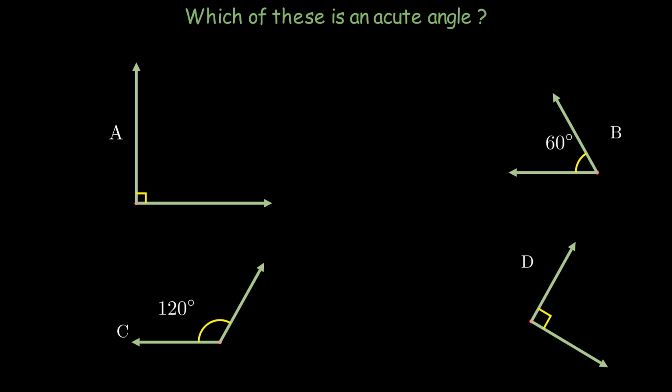For option A, this is a right angle which measures exactly 90 degrees, so it is not acute. For option B, this is a 60 degrees angle. Now let's see, 60 degrees is greater than 0 degree and less than 90 degrees, so this is definitely an acute angle. For option C, this is a 120 degrees angle. 120 degrees is greater than 0 degree, but it's not less than 90 degrees. In fact, it is actually greater than 90 degrees, so this isn't an acute angle. For option D, this is a right angle again, measuring exactly 90 degrees, so it's not acute. So the answer to this question is option B.